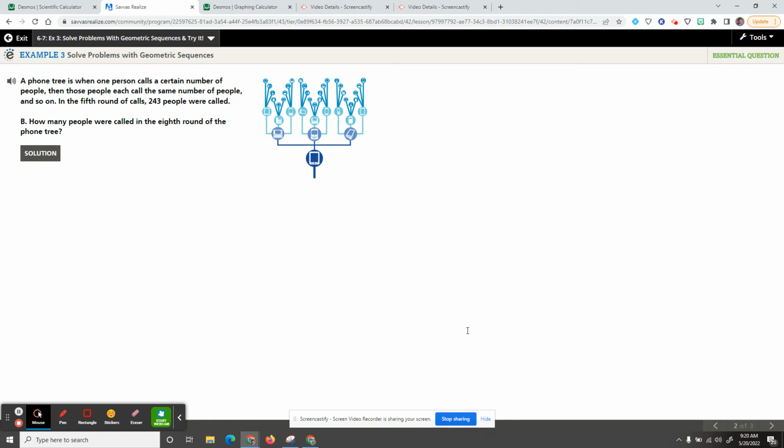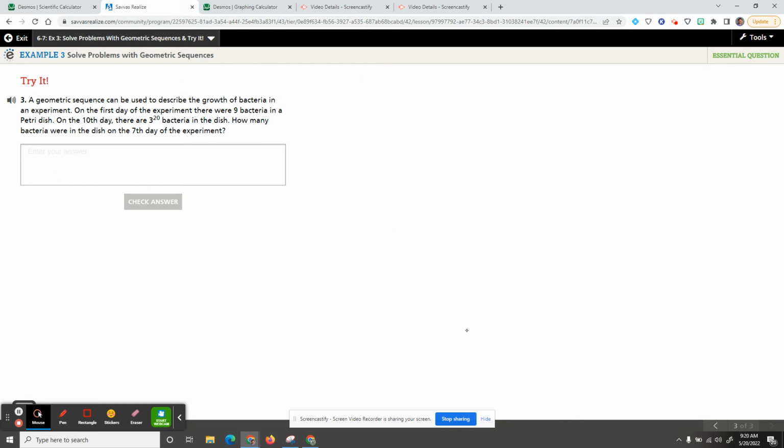In part B of the example, we want to find out how many people were called in the eighth round. So we're going to substitute 8 in for n, and then solve. So you get 6,561 people called in the eighth round. All right. So we're going to look at this example here. So pause it, give it a try, and then come back and check your answer.